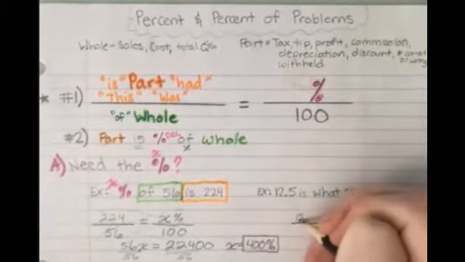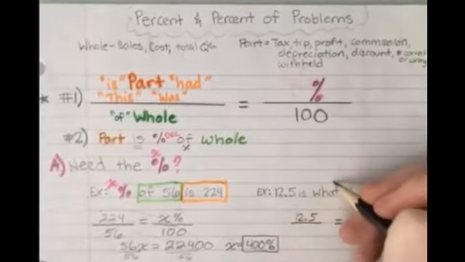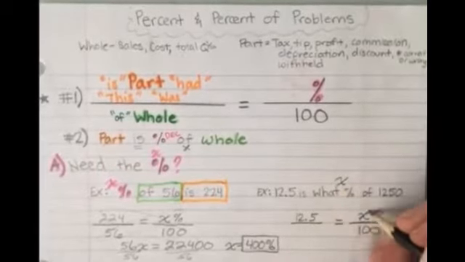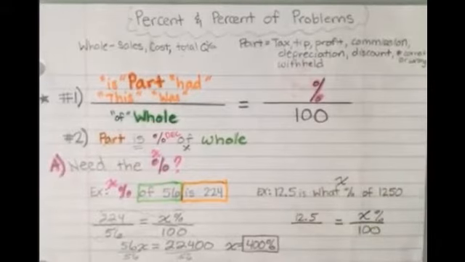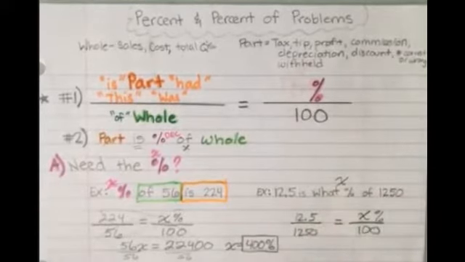So I'm going to put 12.5 as my part. What percent? That's what's missing. That's the variable. Of 1250. Of is the whole, so 1250 goes on the bottom. Now you do cross products.